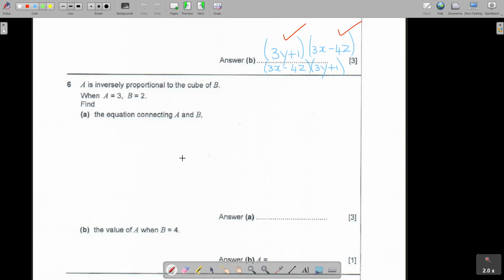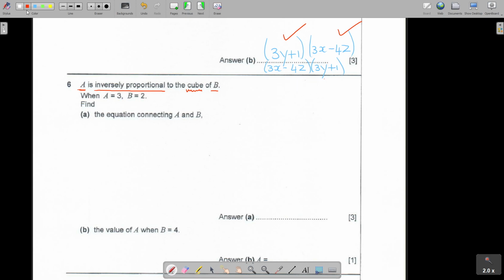Okay, so let's start. It's also very important in these questions that you highlight a few things. So A is inversely proportional. Don't forget, that's a very important word, the cube of B. So not just B, the cube, to the power 3. If it was cube root, then it's this. If it's cube, it's this. So please don't make mistakes with that kind of thing.